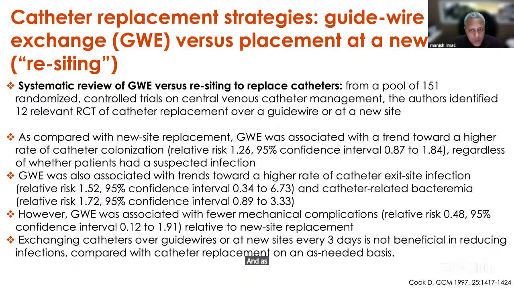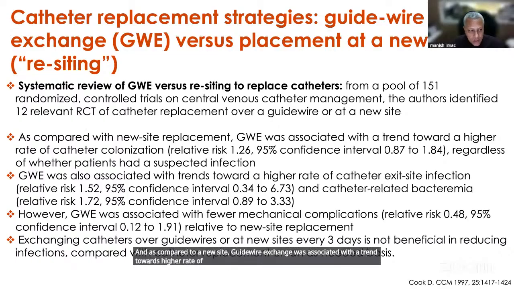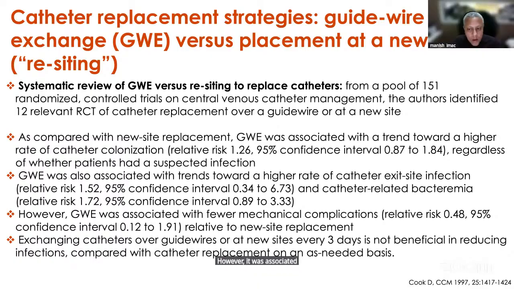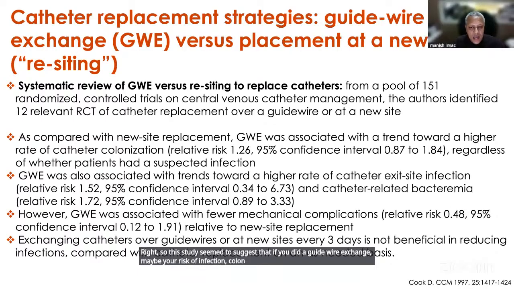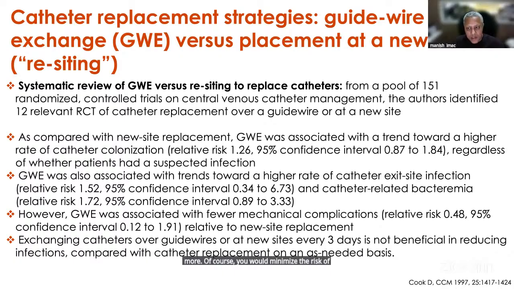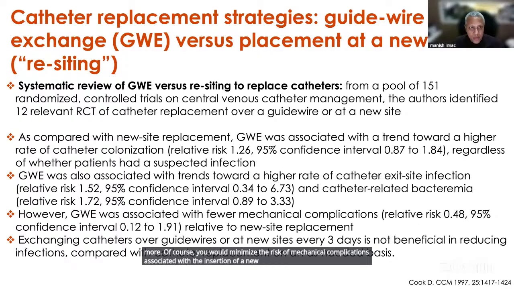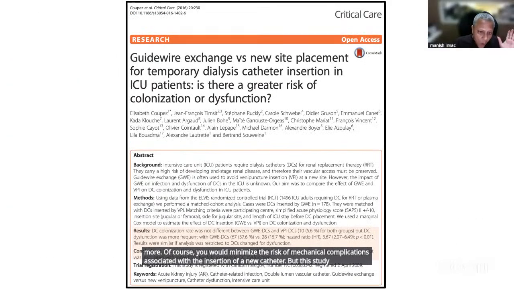And as compared to a new site, guide wire exchange was associated with a trend towards a higher rate of catheter colonization. It was also associated with trends towards a higher rate of catheter exit site infection and catheter-related bacteremia. However, it was associated with fewer mechanical complications as compared to a new site replacement. So this study seemed to suggest that if you did a guide wire exchange, your risk of infection, colonization, and exit site infection may be a bit more. Of course, you would minimize the risk of mechanical complications associated with the insertion of a new catheter. But this study was very old, 1997.